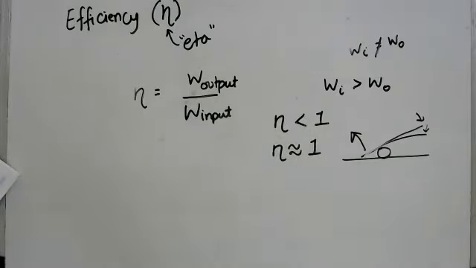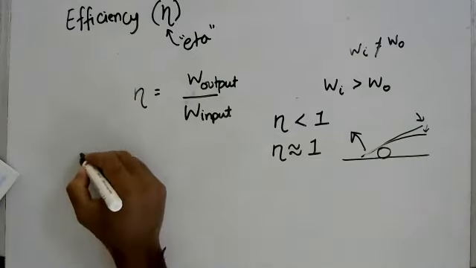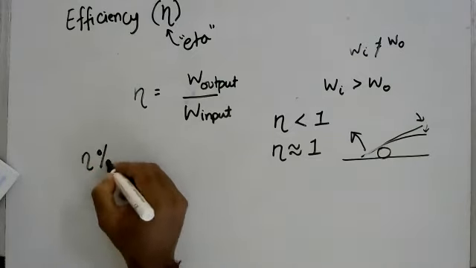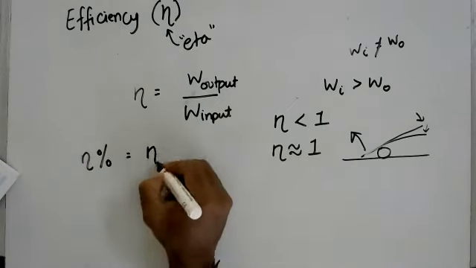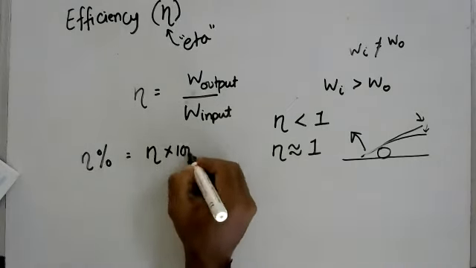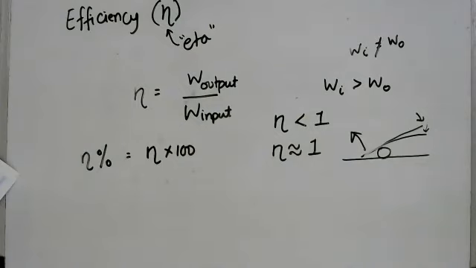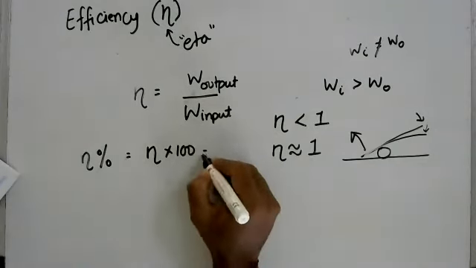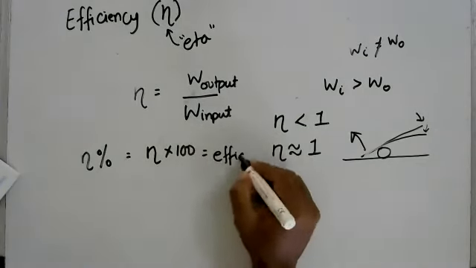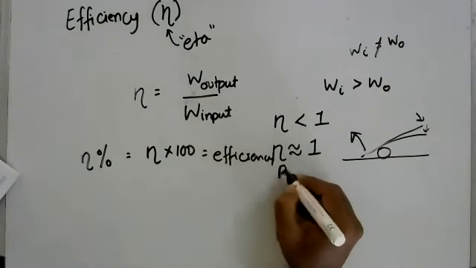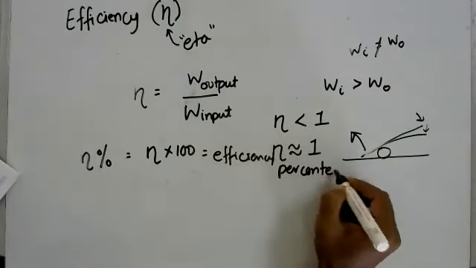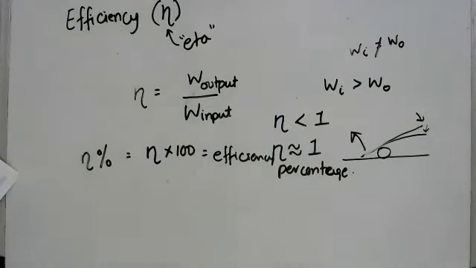However, eta less than 1 is not to be confused with the efficiency percentage. Okay, so if you want efficiency in terms of a percentage, then you have to multiply eta with 100. Okay, then you get an efficiency percentage, and efficiency is often represented as a percentage. How that is done we will see in the next class.